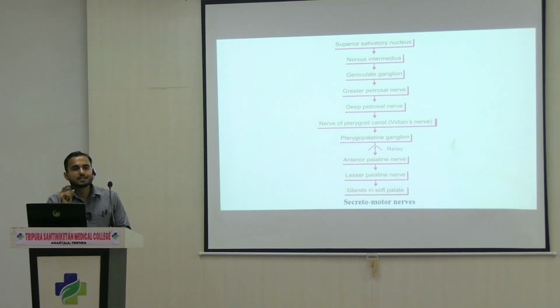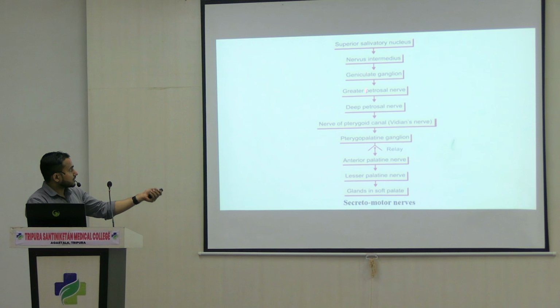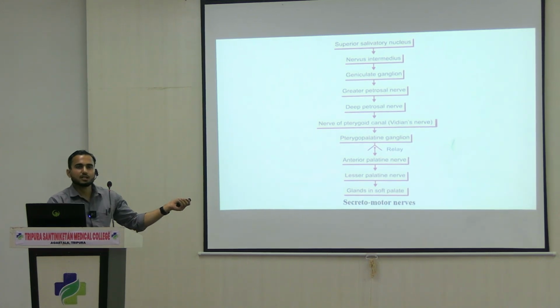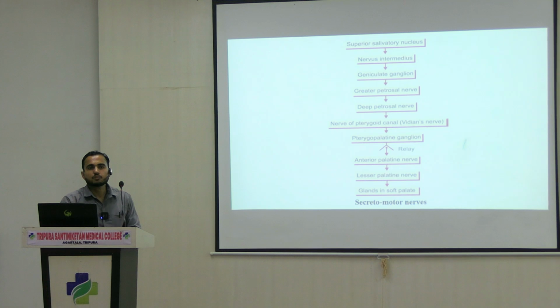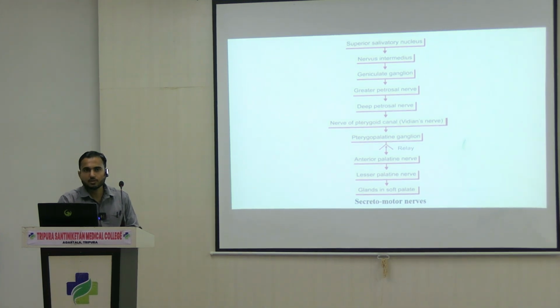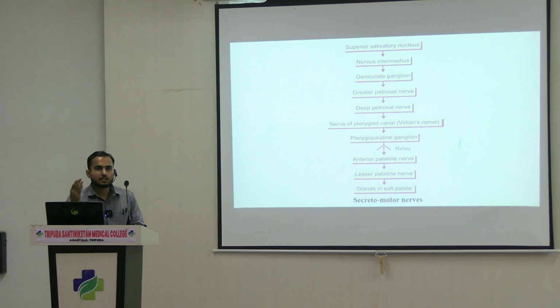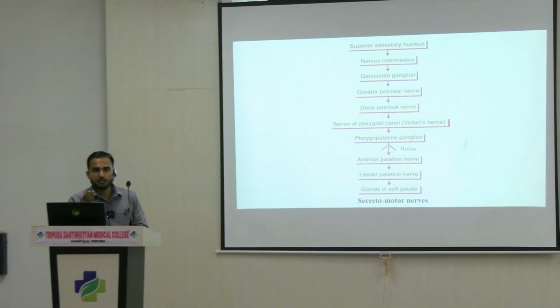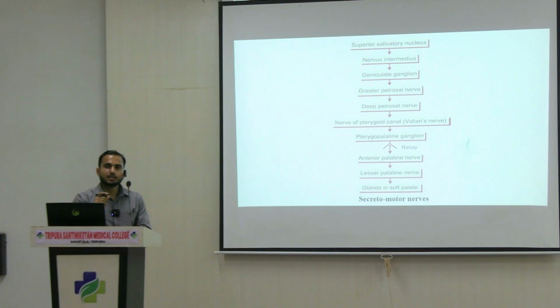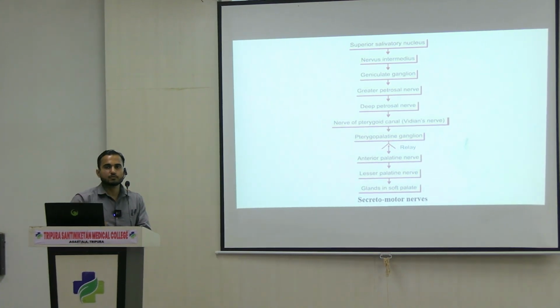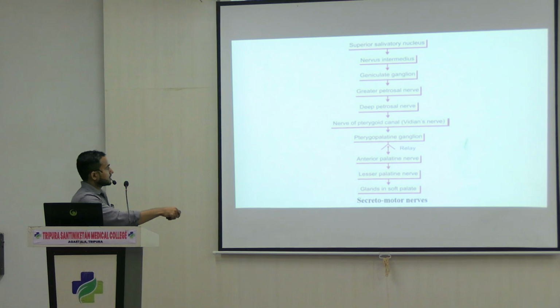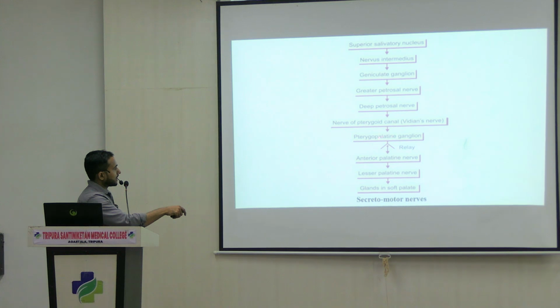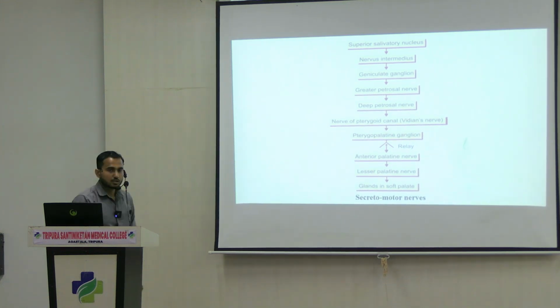Now secretomotor fibers, as I said, from where are they coming? They are coming from the superior salivatory nucleus. Okay, so this is the flow chart. I request everyone, please study those secretomotor fibers with the help of the flow chart. That will help you to remember and understand where the secretomotor fibers are coming from. Always remember, you have to mention which part is the preganglionic and which part is the postganglionic part. Here you can see the pterygopalatine ganglion. Up to this much is the preganglionic part, and this is the postganglionic part.